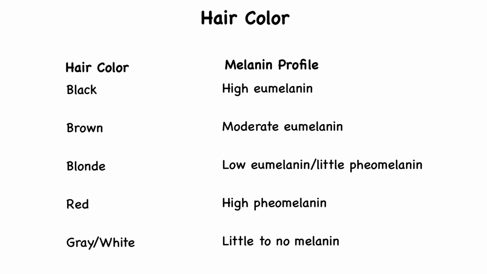Black and brown hair contains mostly eumelanin. Blondes have lower levels of melanin overall. Redheads, they produce more pheomelanin and little eumelanin. The ratio and amount of these pigments determine natural hair color. As we age, melanocytes become less active. That's why hair turns gray or white. It's a loss of pigment, not a new one.